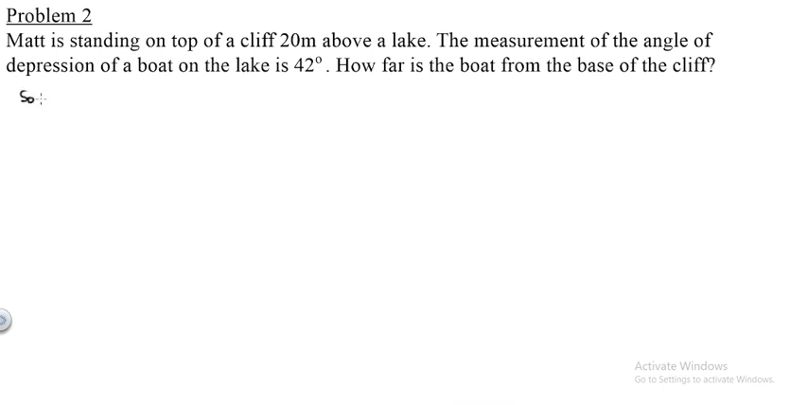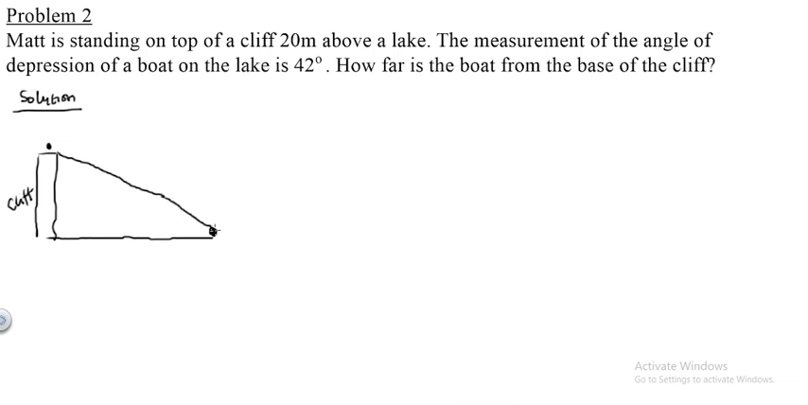Let's write our solution. Remember, our first step is to draw out our diagram. Let's assume that this is the cliff that Matt is standing on. He observes a boat on a lake. Let's say this is the location of the boat. So he observes the boat at an angle of depression of 42 degrees. Remember, this is his line of sight. So the angle of depression is this angle, 42 degrees.